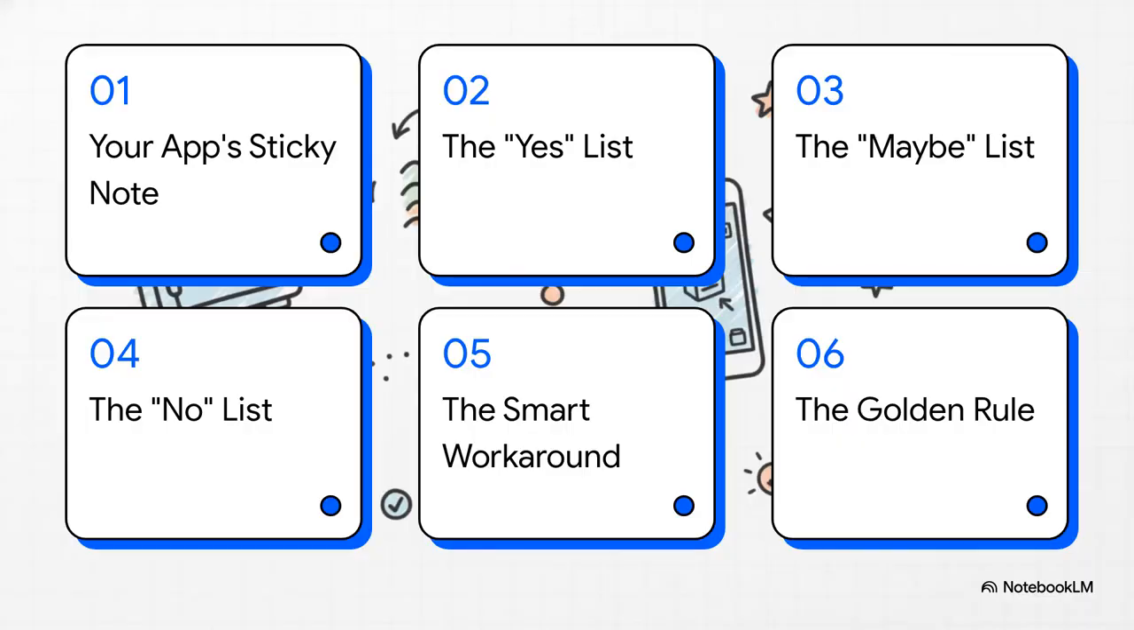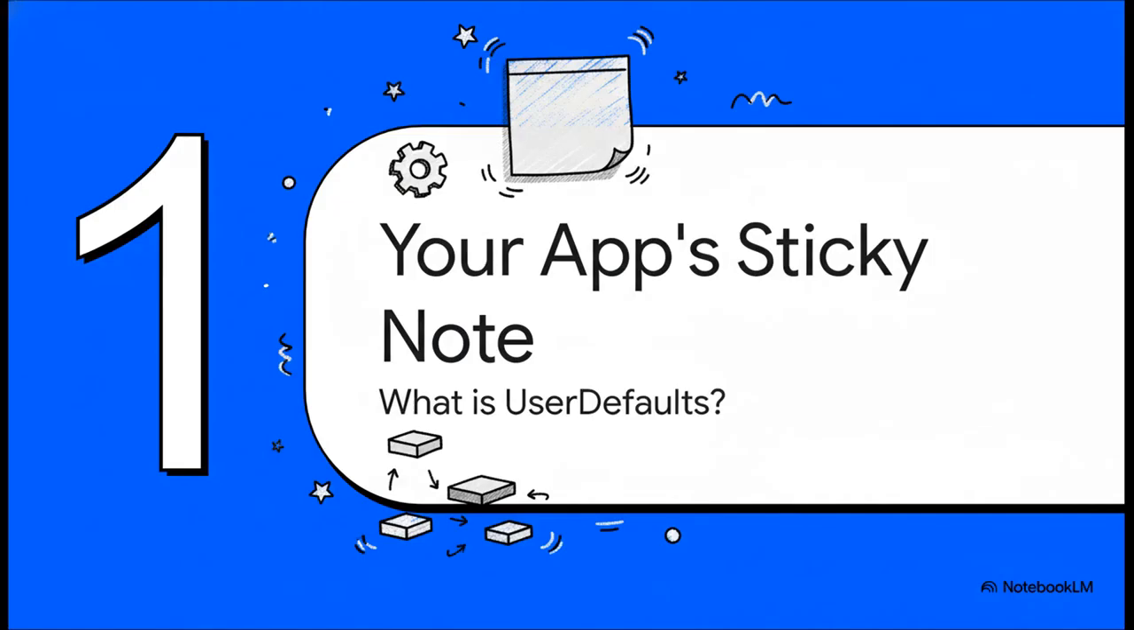So here's our game plan. We'll start with what UserDefaults really is, using a simple analogy. Then we'll cover the yes, maybe, and definite no lists of data types. And stick around because we'll cover the super smart workaround and finish with the one golden rule you absolutely need to know.